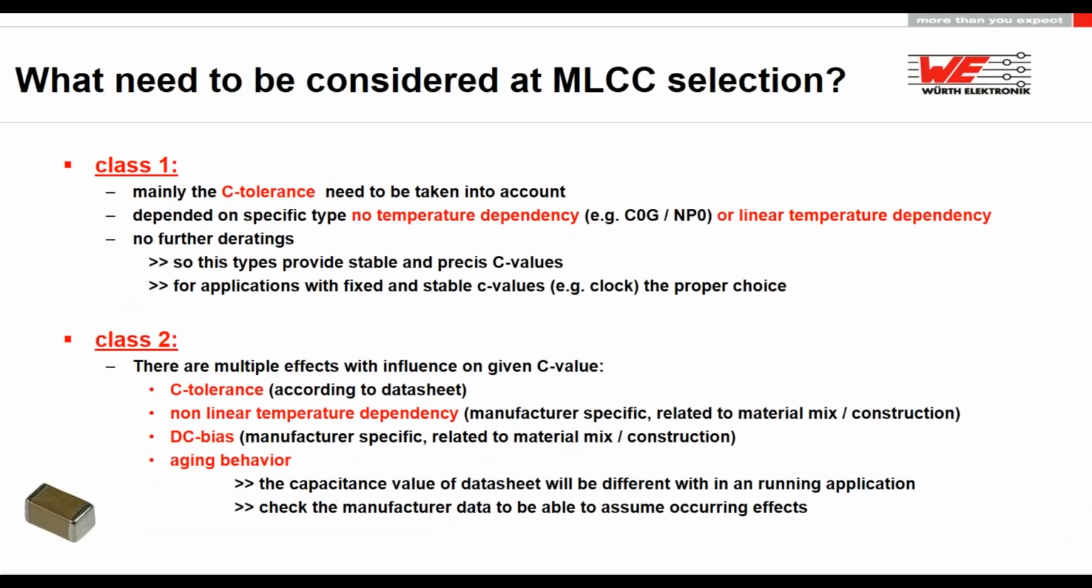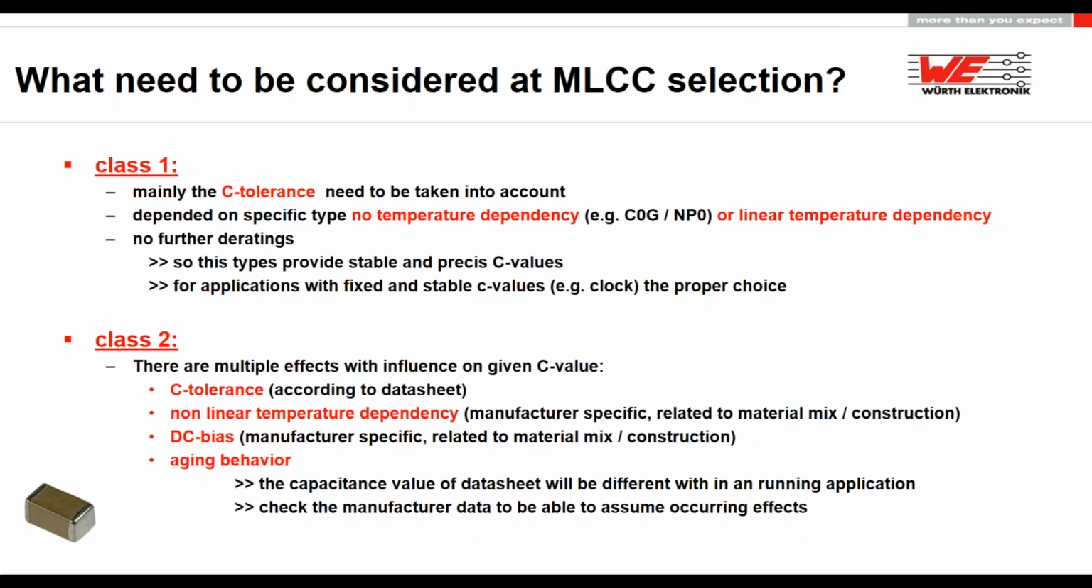And about these effects I want to take care of and to talk about now, because what you have to consider, as I said, for the class 2, you have a few tolerances what you have to keep in mind. Class 1 doesn't show so many tolerances. You have the delivery tolerance of the capacitance value, and that's it mainly. A few of them have a linear temperature dependency, but it's not given for the NP0. If you need a very precise C value, you should go for class 1, like a clock, or if you need a proper and stable C value.